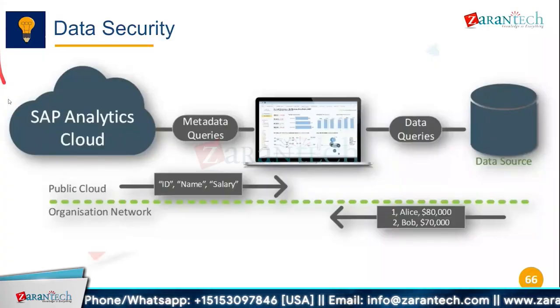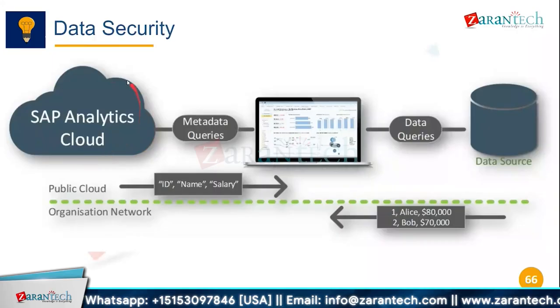So basically SAC is a cloud product and software as a service. So when you are using live data queries, SAC doesn't store any data. It only stores the metadata. For example, like what is the column name or what is the view name that is going to access this data source, but not the data, only the metadata will be there.